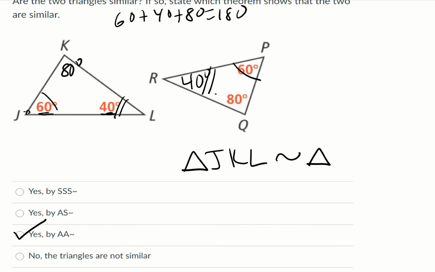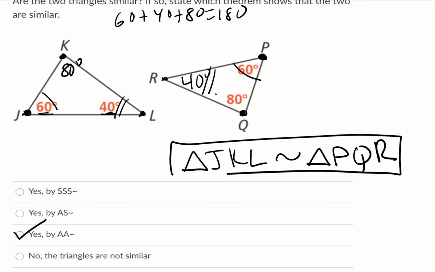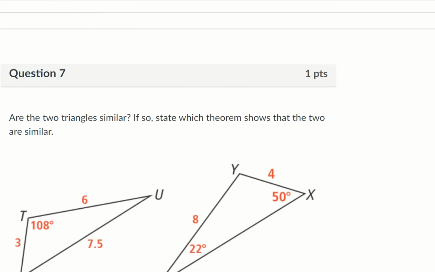Now J corresponds to P, because that's the 60-degree angle. And then K corresponds to Q, and then L corresponds to the 40-degree angle R. And so that's going to be the similarity statement. JKL is similar to triangle PQR.